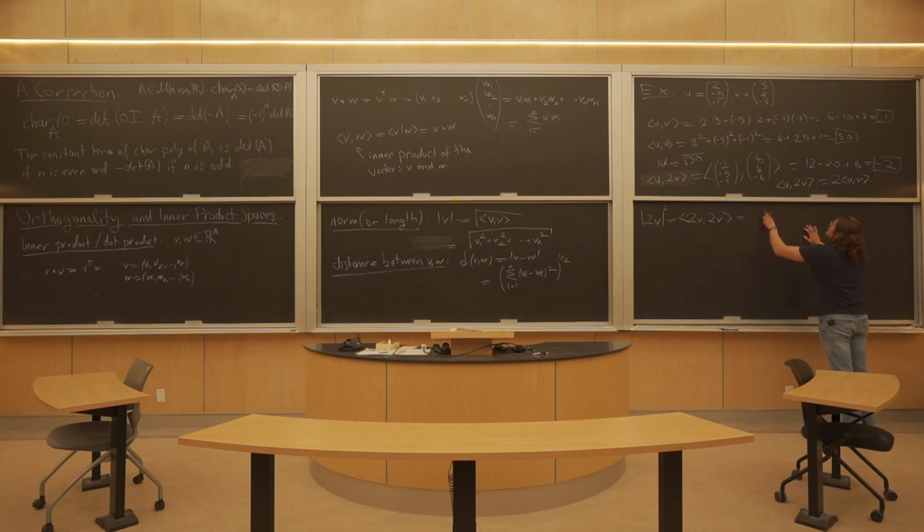This is 6, 4, minus 3, and then 6, 4, minus 3 again. And then this is going to give you 36 plus 16 plus 9. So now what is this? 45, 55, 61, I think. So that means that the norm of twice v is root 61. Let's just verify that the norm of v is half this.